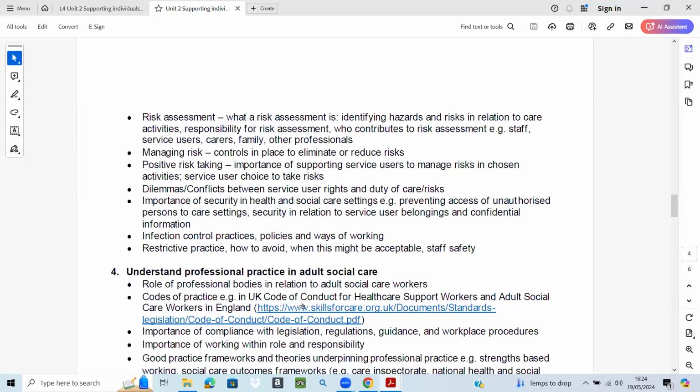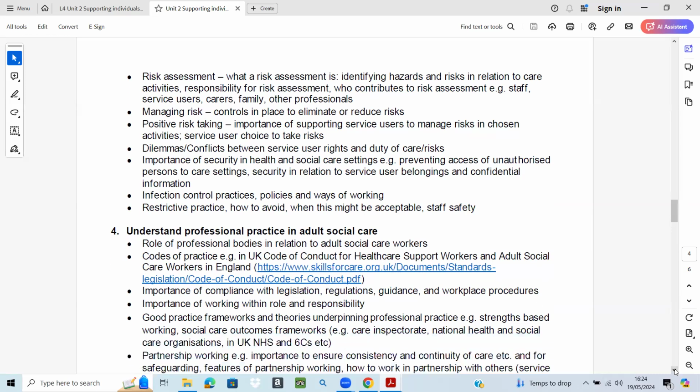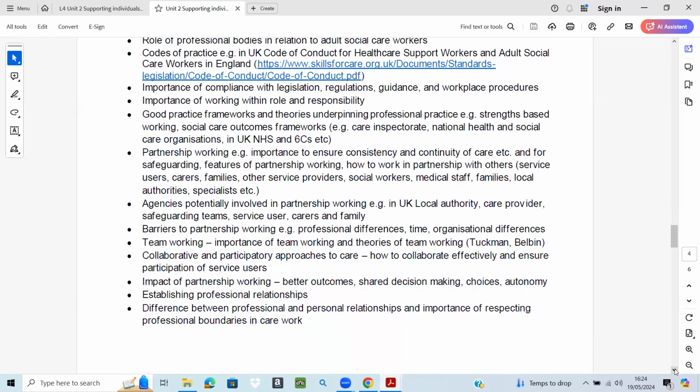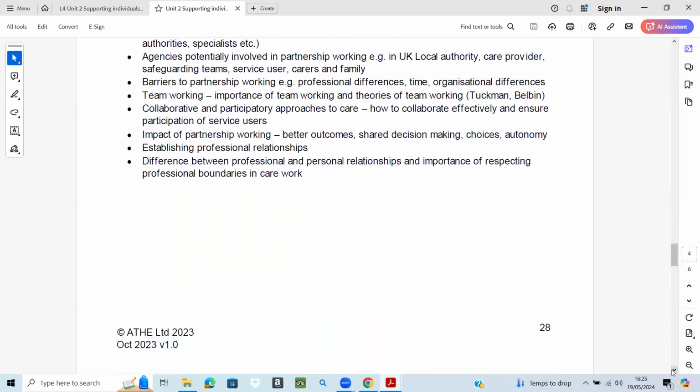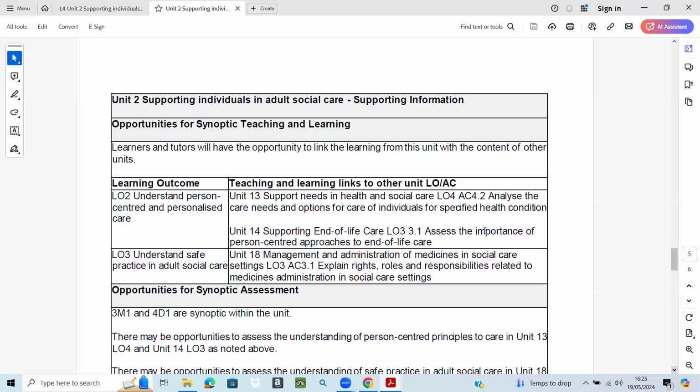Then a code of practices in UK, code of conduct for healthcare support workers and adult social care workers in England. We can get the information from this link as well. We discussed all of those bullet points in our lectures, and we reviewed a few of them today as well.